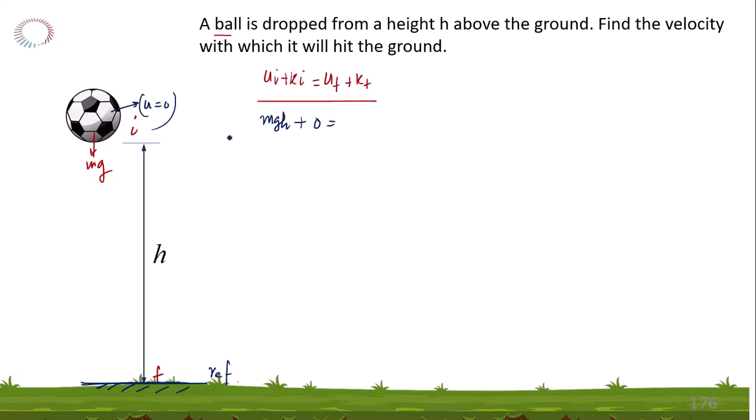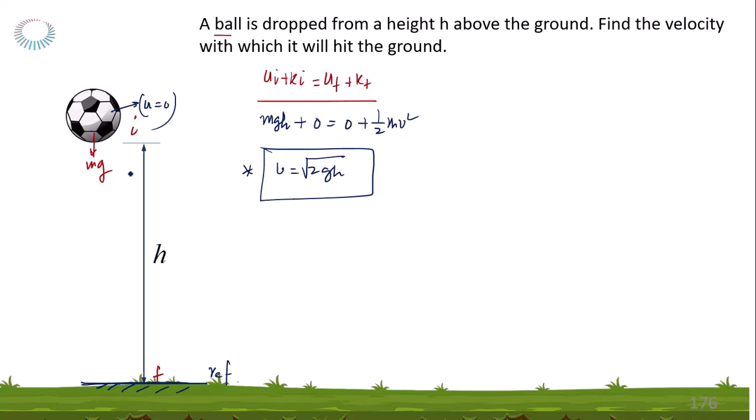Finally, the ball is touching the ground, so final potential energy is 0, and final kinetic energy is half mv squared. Solving this, I get v equals square root of 2gh. This is the same equation we got when we applied the kinematics equations to solve this problem. But here I am using the concept of the work energy theorem to get the same result.